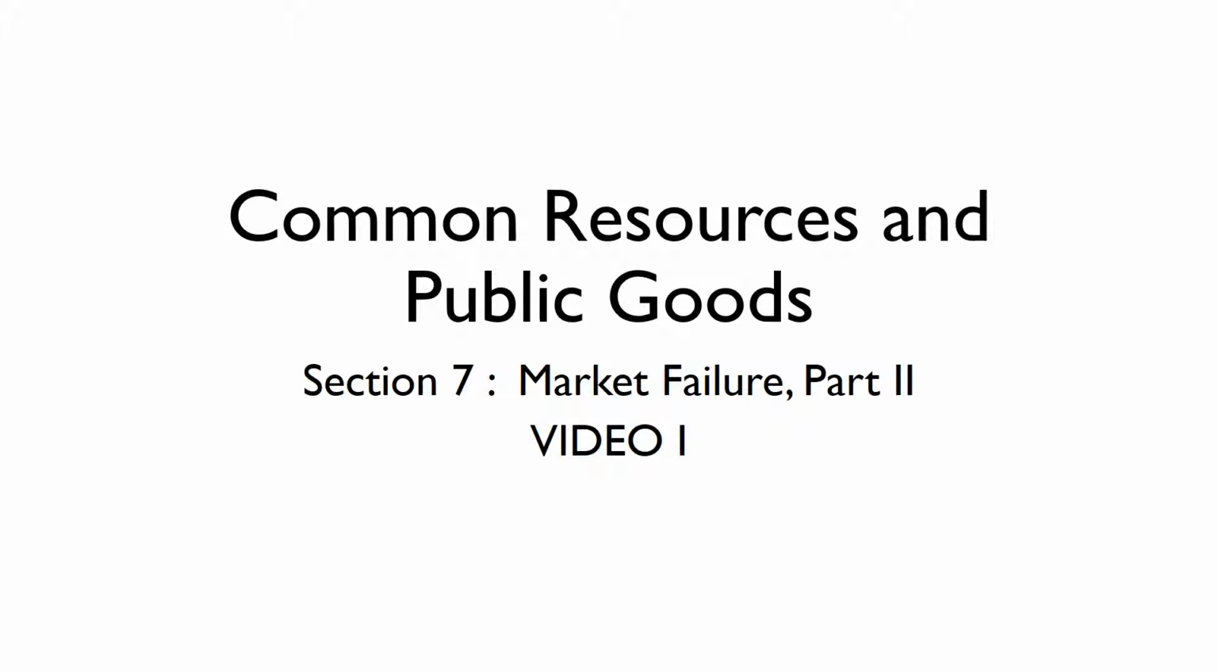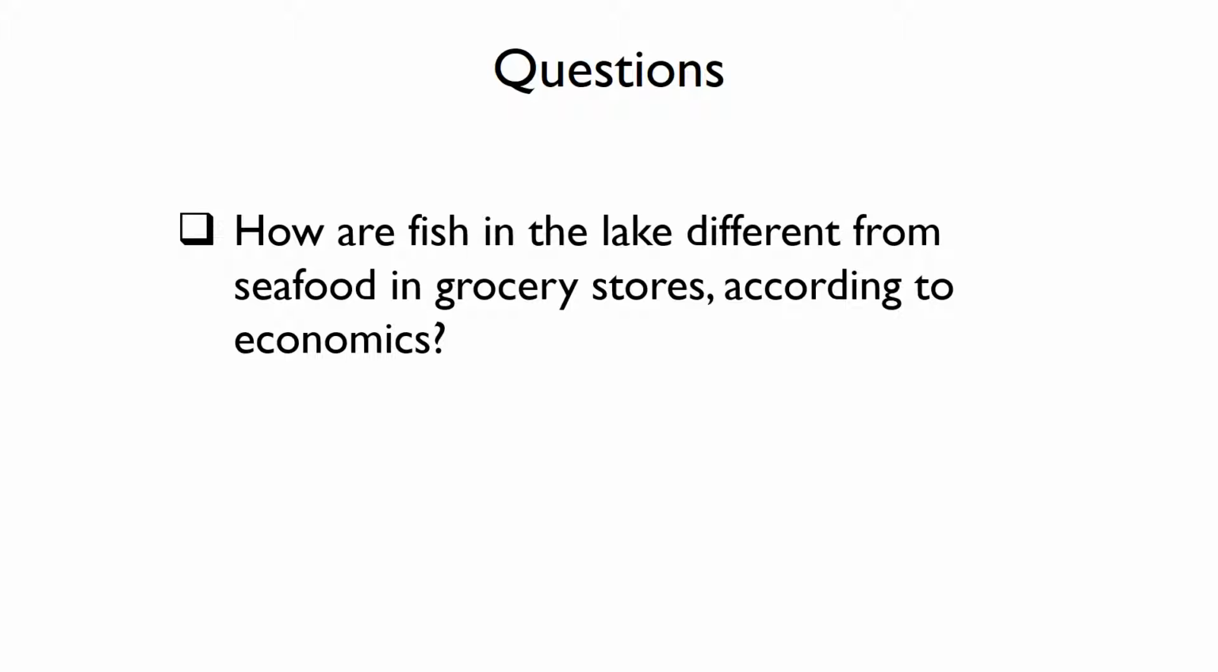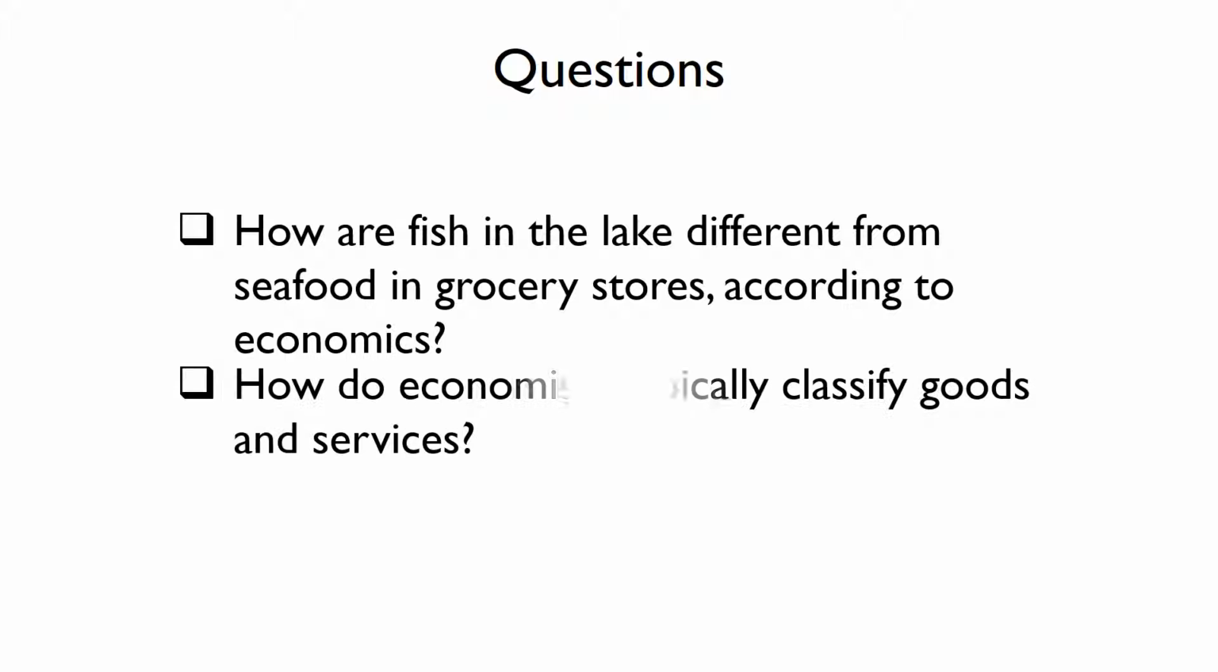Welcome back. This is the first video in Chapter 7, where we'll discuss common resources and public goods. Let's start with the following question. How are fish in the lake different from seafood in grocery stores, at least according to economics? To answer this question, we'll want to think about how economists typically classify goods and services in the first place.